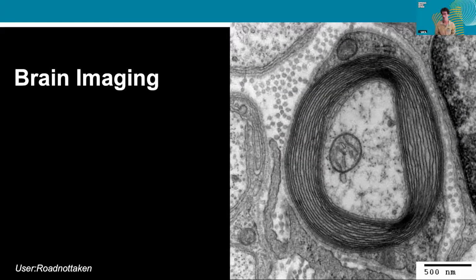As I started off, microscopy is one way of looking at tissue, but typically it's very difficult to do so, especially at high resolutions on living tissue. Here you see a cell being imaged with a microscope.